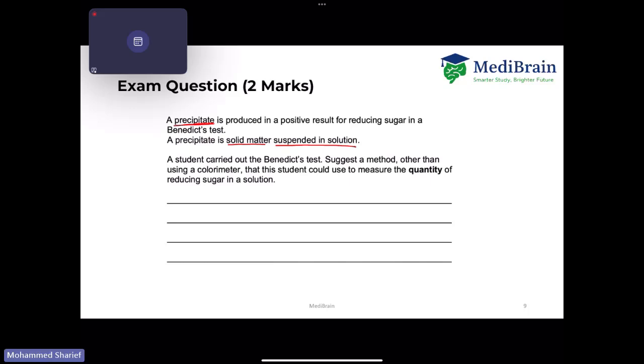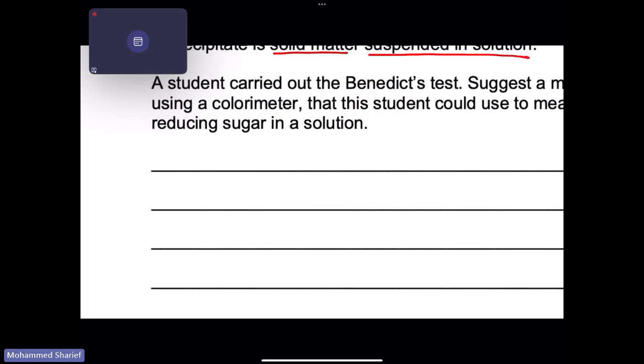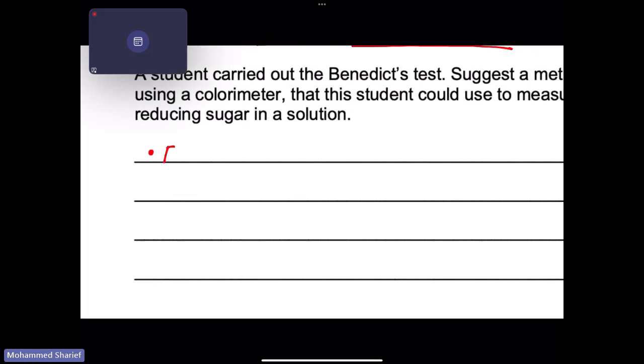Now, in order to measure the quantity of reducing sugar, we want our results to be quantitative and not qualitative. Qualitative, we would just be looking at the color. Quantitative, we need to quantify our results. We need to put a number on it. So how are we going to do this? Well, this is literally a mark scheme answer that you need to know. You would filter and dry the precipitate formed.